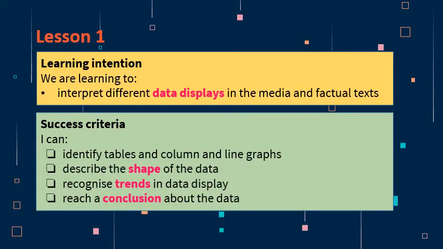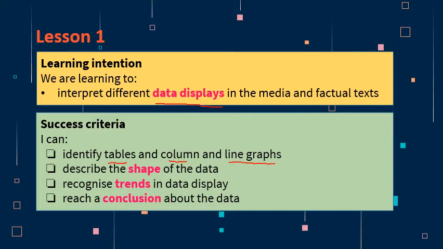So today we are learning to interpret different data displays we find in the media and in factual texts. Now, data displays really just means any way of showing or displaying data. So far we've looked at tables and we've also looked at column and line graphs. So that's the first success criteria for today, is to be able to identify those. And we're going to look at some examples in a moment. They're just different ways of showing or communicating data.